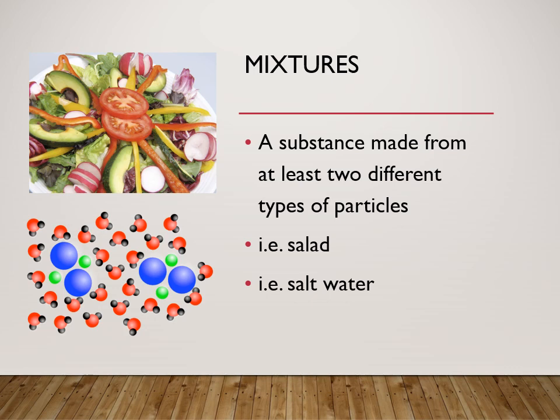Mixtures are substances that are made from at least two different types of particles. Sometimes you can see those particles very easily, for example, in a salad. Other times the particles are very small, so you may not be able to see them with your own eyes. Salt water is going to contain both water molecules, which are these little guys here, as well as salt ions, which are these bigger ones here.